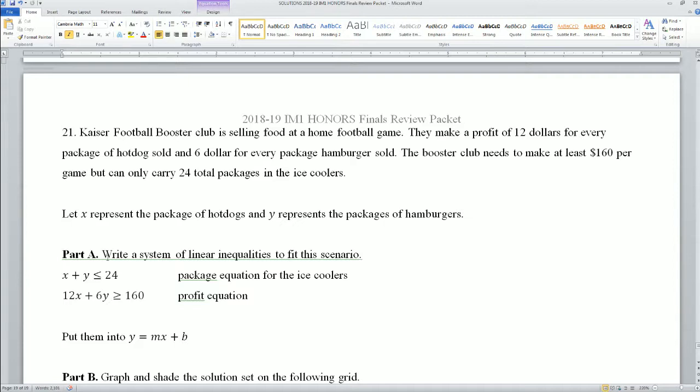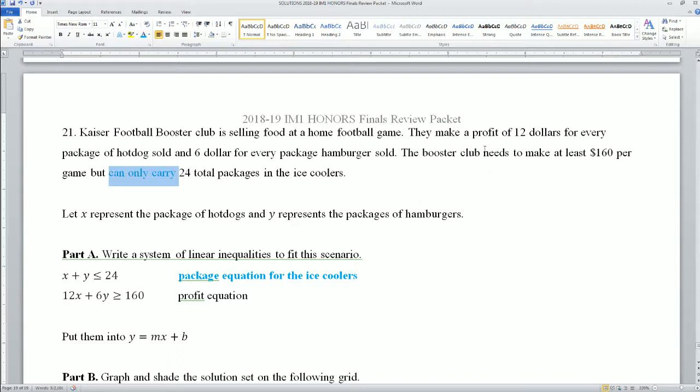So again, step 1 is to always define the variables. In our case, let x represent the packages of hot dogs and y represent the total packages of hamburgers. Write a system of linear equations to fit the scenario. So x plus y is less than or equal to 24 because that is the package equation for the ice cooler. Again, it is less than or equal to 24. You cannot pack more than 24. Can only carry, right? That's the key word.